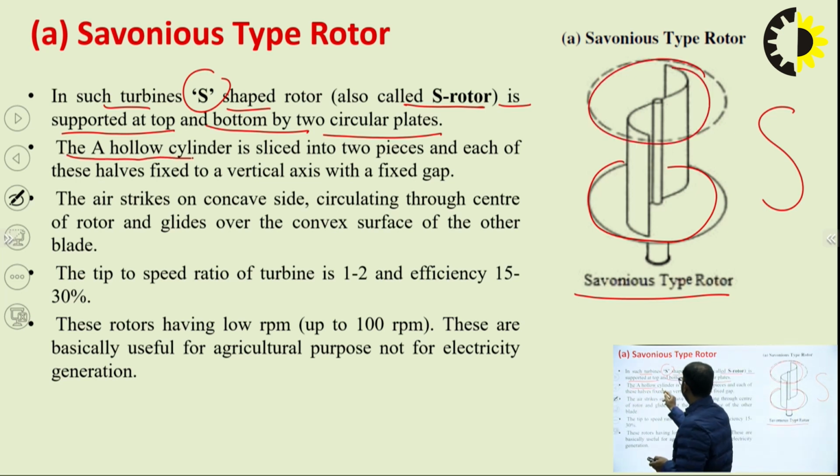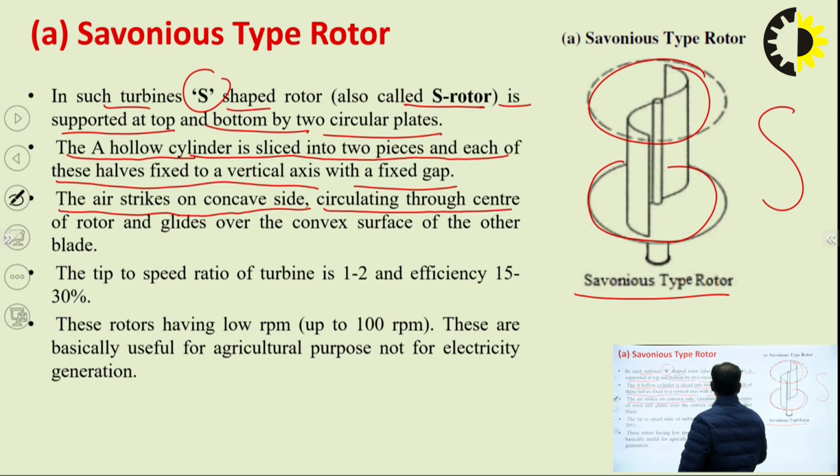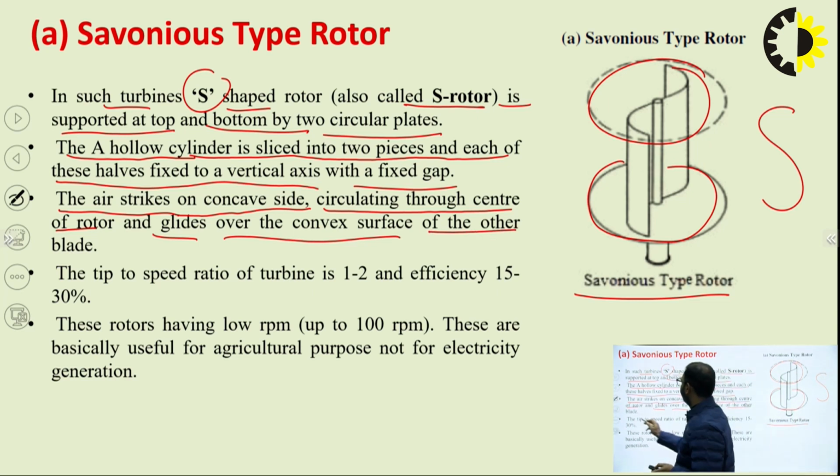A hollow cylinder is sliced into 2 pieces and each of these halves is fixed to a vertical axis with a fixed gap. Then what happens? The air strikes the concave side, circulating through the center of the rotor and glides over the convex surface of the other blade. The tip speed ratio of the turbine is 1 to 2 and efficiency lies between 15 to 30%.